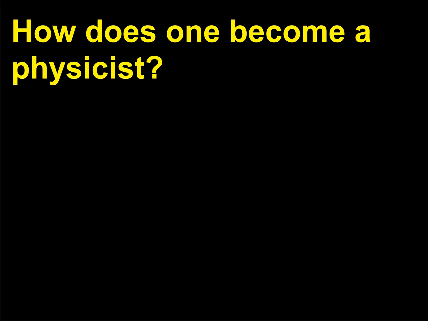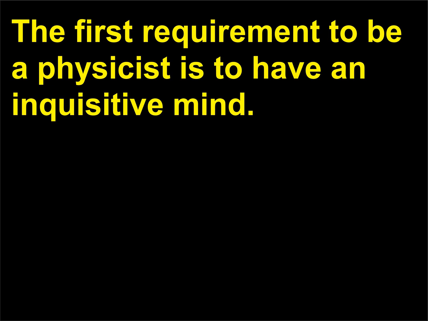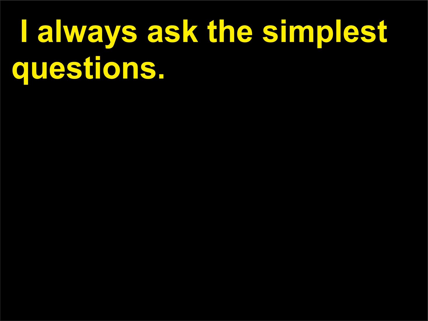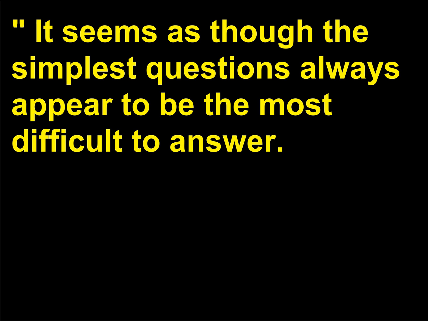How does one become a physicist? The first requirement to be a physicist is to have an inquisitive mind. Albert Einstein, 1879 to 1955, himself admitted, "I'm like a child. I always ask the simplest questions." It seems as though the simplest questions always appear to be the most difficult to answer.